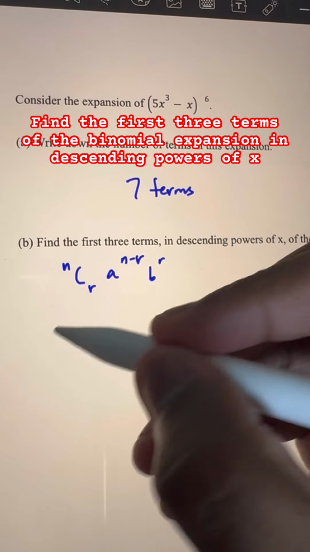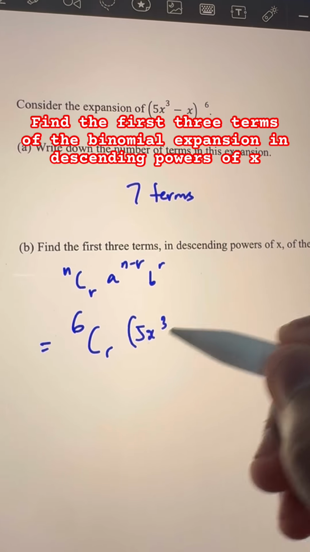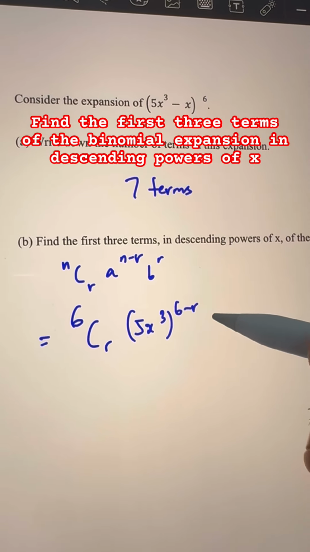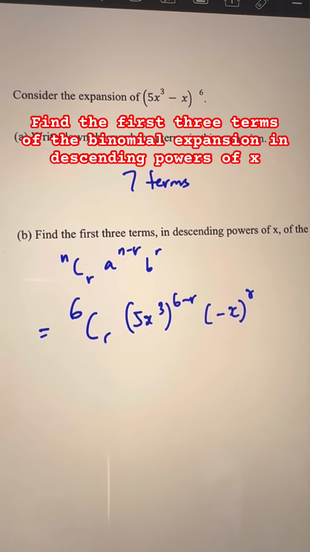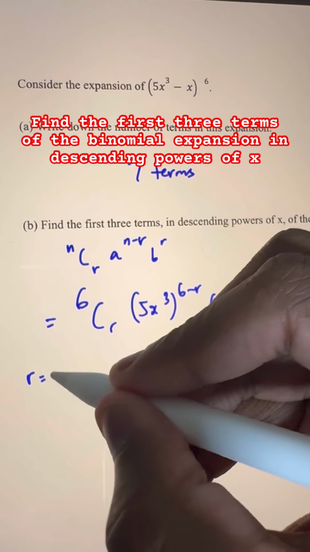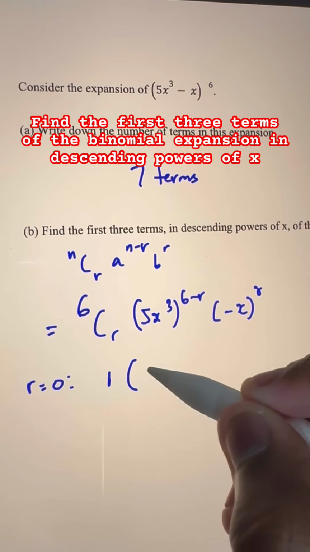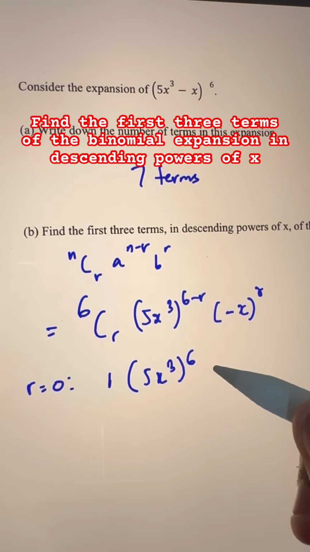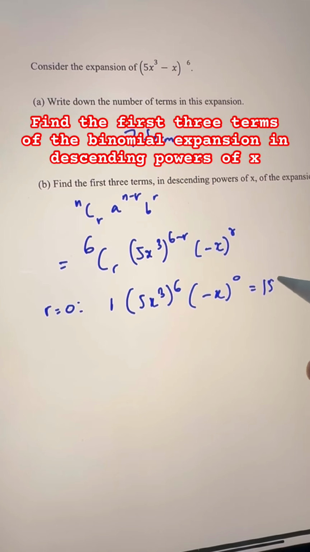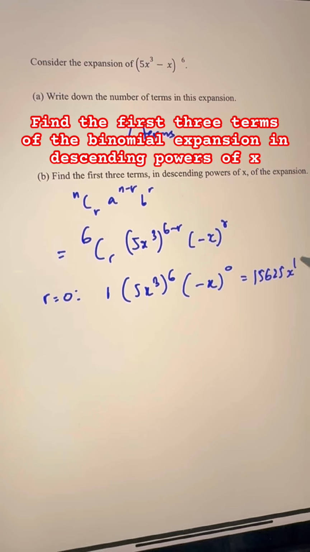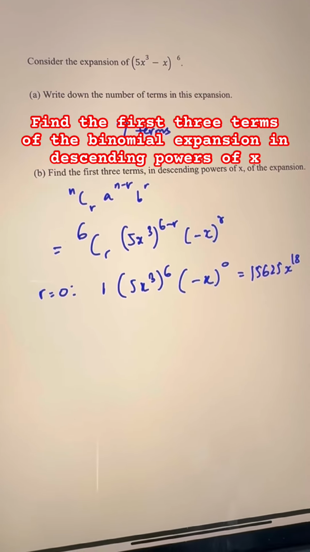So we can now write this as 6Cr times (5x cubed) to the power of 6 minus r times (minus x) to the power of r. So we can write this for r equals 0, r equals 1, and r equals 2. So for r equals 0, 6C0 using the formula is 1, times this to the power of 6, times (minus x) to the power of 0. This is simply going to be 15,625 times x to the power of 18. This value over here is 5 to the power 6. And so that'll be r equals 0.